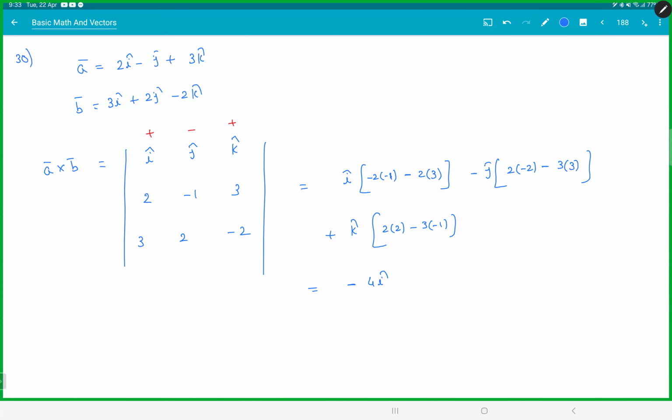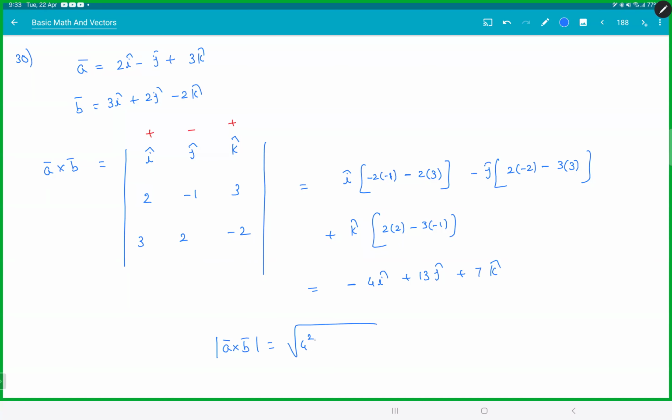That will be 4 plus 9, so 9 J cap. No, 13 J cap. This is 4 plus 3, 7 K cap. Clear, everyone? Easy? There I got A cross B. What is mod A cross B? Get the magnitude of this.